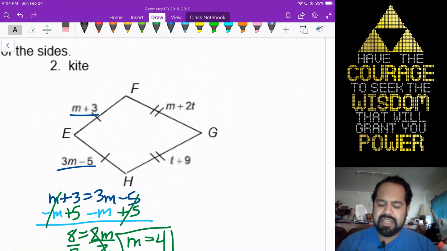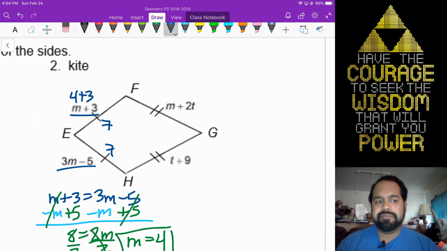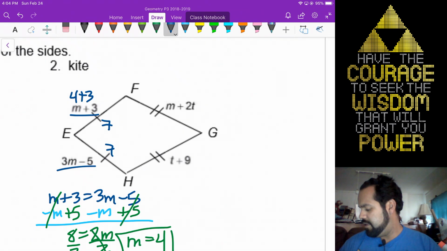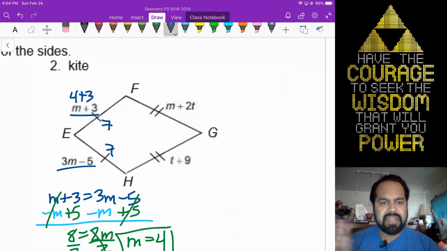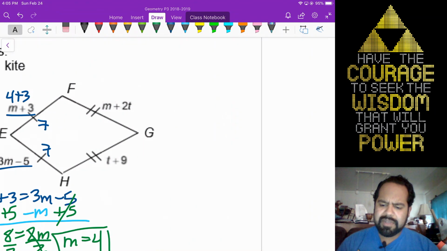Now, if we plug it back in, we're going to go ahead and have 4 plus 3. So that's going to get us 7 here, 7 here. Again, you could plug it into the 3m minus 5. You don't have to, but whatever, as long as you're doing the proper work. Now, I can plug my m back into this other one, except I have a t mixed in there. So let's set up an equation at least and say that m plus 2t equals t plus 9.